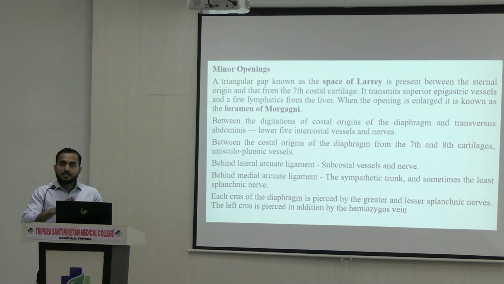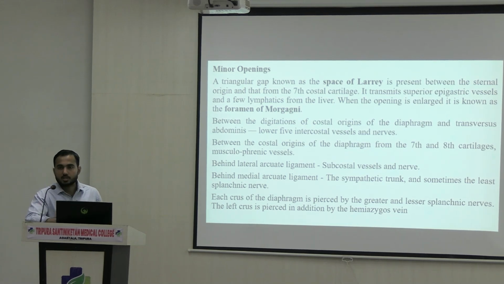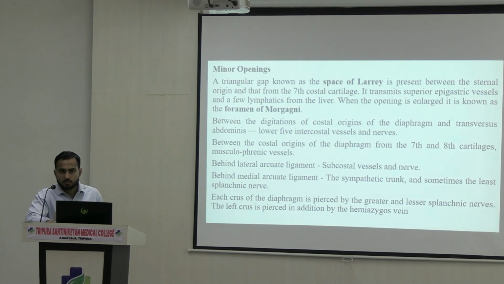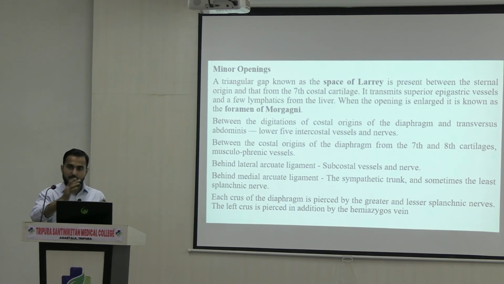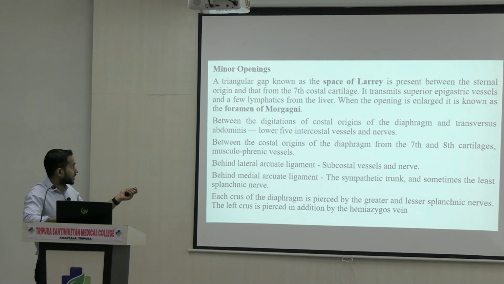Now if the space is enlarged, then it is called the foramen of Morgagni, which is a congenital anomaly. A small triangular space is present, which is normal. If the space is enlarged, then this is a congenital anomaly, and that is called the foramen of Morgagni.